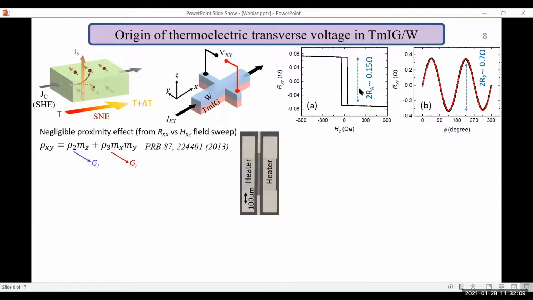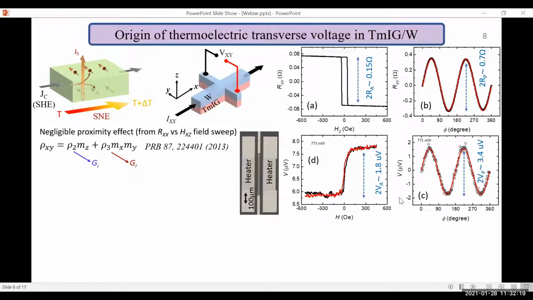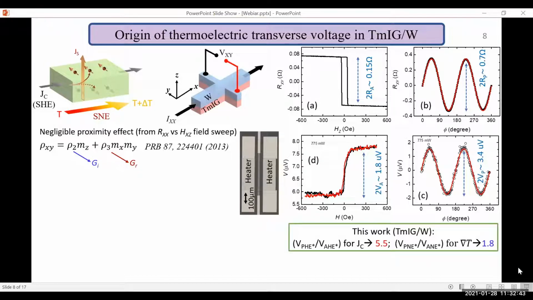Now, instead of running electric current, we create a thermal gradient. Here I have shown the device for that. We have heaters and one device between two heaters. When we run a thermal gradient, again, we see a very nice thermoelectric transverse voltage. This corresponds to the thermal ANE kind of data, but originating from the spin Nernst effect. So this is also quite expected. But the difference is that if you take the ratio between AHE and PHE and ANE by PNE, they don't match. They're quite different.